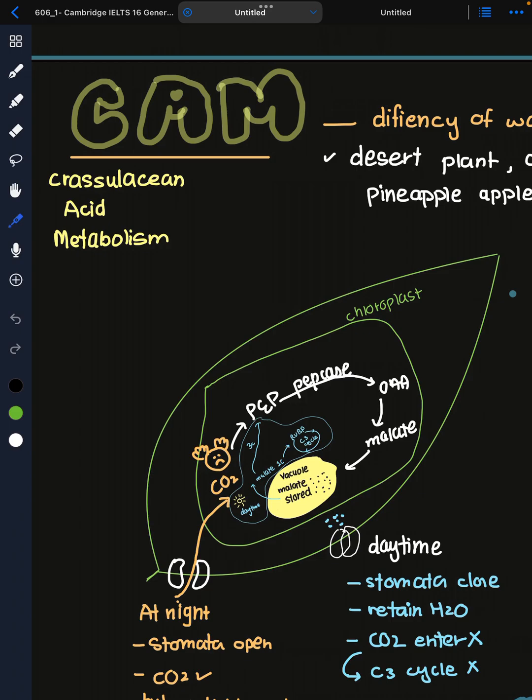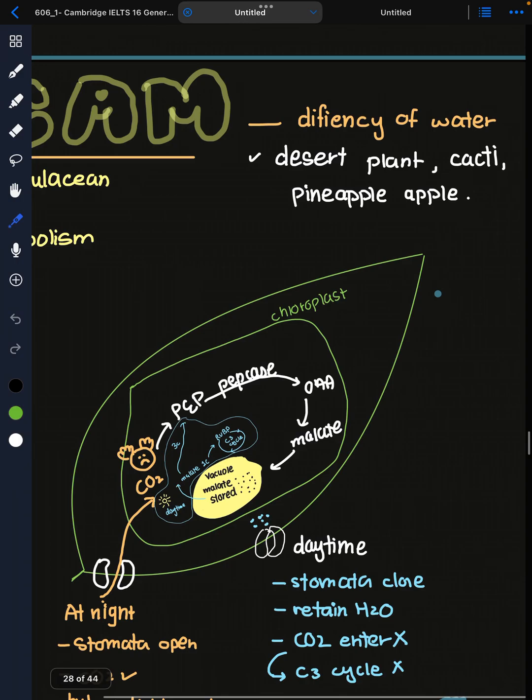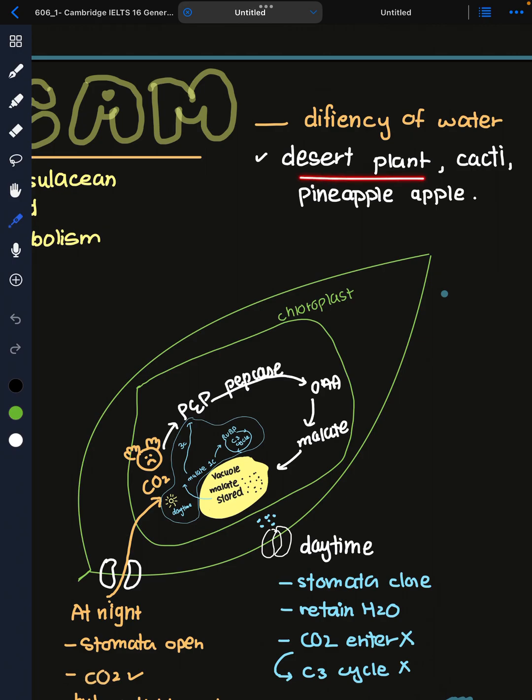Crassulacean acid metabolism is a process that happens in plants found in dry and hot conditions, like desert plants, cactus, and pineapple trees. So basically, the purpose of the CAM process in CAM plants is to avoid water loss, or the evaporation of water.